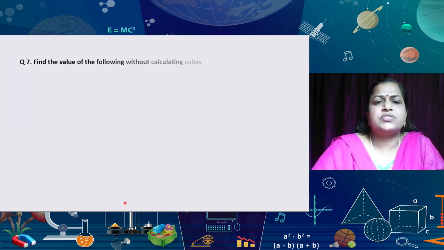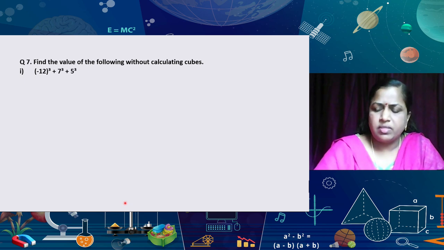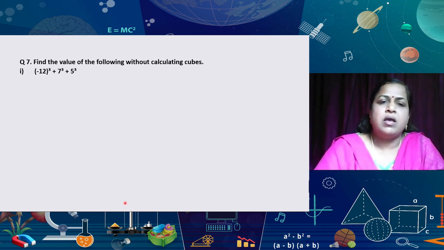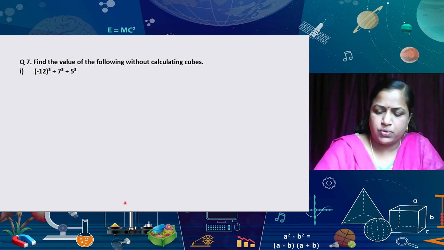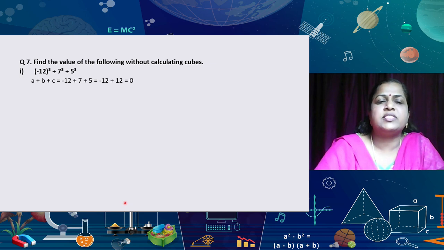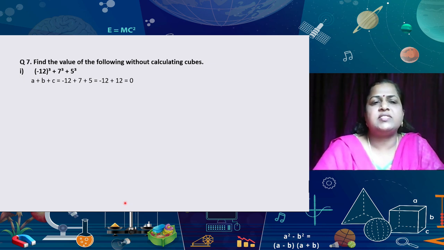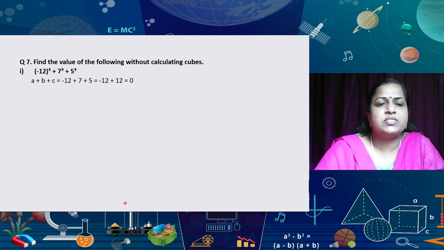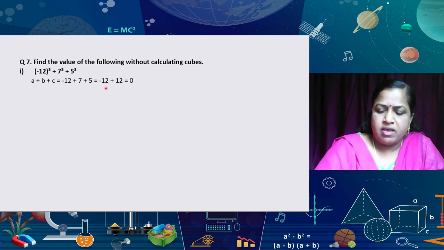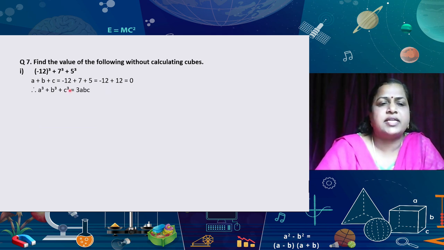Now, in the next question, applying the next identity, find the value of the following without calculating cubes. We do not have to calculate the cubes. How can we find the sum of these cubes? Here we are given minus 12 cube plus 7 cube plus 5 cube. First, we have to find the sum of these numbers a plus b plus c. What is a in this question? Minus 12, b is 7 and c is 5. When we are adding a, b and c, we get minus 12 plus 7 plus 5, that is minus 12 plus 12 is 0. When a plus b plus c is 0, we can use the identity a cube plus b cube plus c cube equal to 3abc.